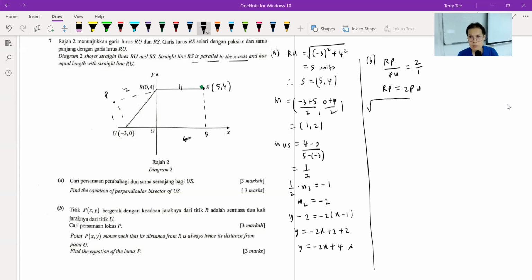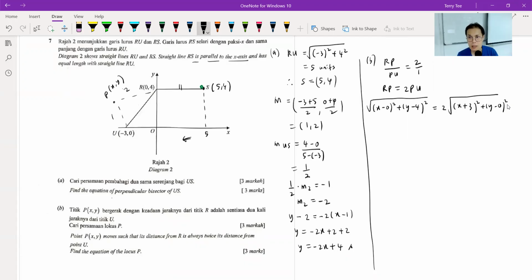Now let's use the formula for distance. P is a moving point, so we use (x, y). R is a fixed point, (0, 4). So we write the square root of (x minus 0) squared plus (y minus 4) squared. The distance is 2 times PU. U is (-3, 0), so PU will be the square root of (x plus 3) squared plus (y minus 0) squared.